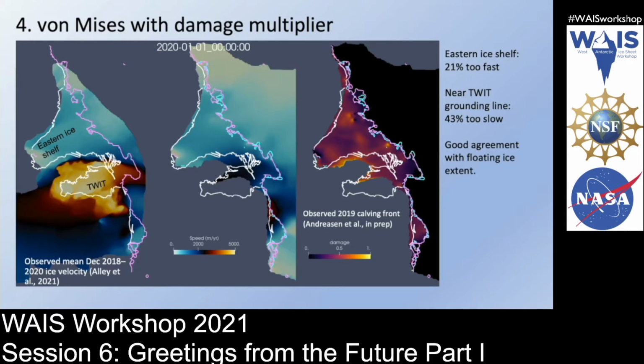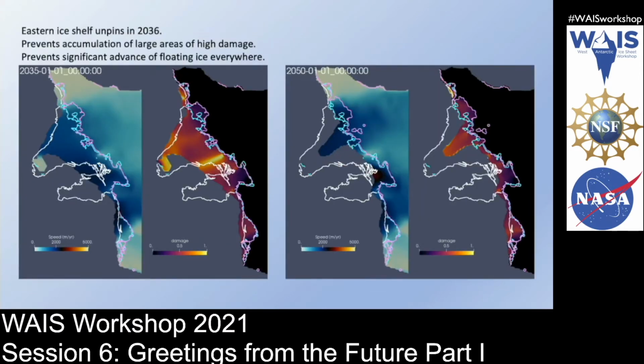And finally, we have the case of the von Mises stress calving law with the damage multiplier. And so once again, our eastern ice shelf is too fast, the western ice tongue grounding line is too slow, but we get a good agreement with ice extent. Running this forward, we see a much earlier unpinning of the eastern ice shelf, and it stays unpinned, starting in about 2036. And this prevents accumulation of large areas of highly damaged ice, and it prevents the significant advance of floating ice everywhere.